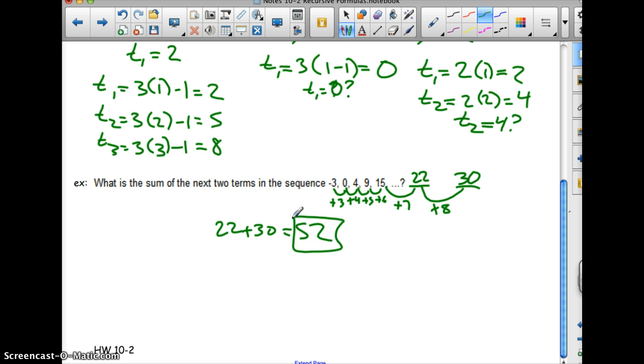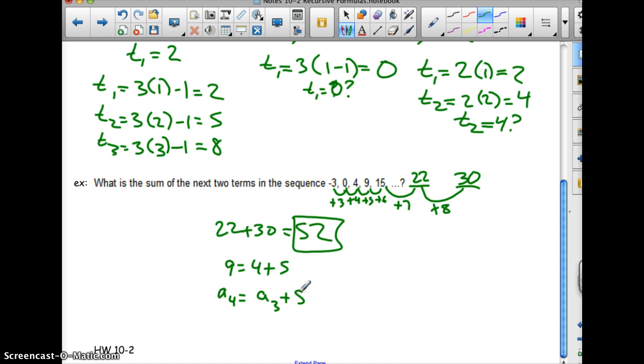If I were to try to write a recursive formula for this, how would I get the number? How would I get 9? Well, I would take 4 and add 5 to it, because 9 equals 4 plus 5. Well, let's see, that's a sub 1, 2, 3, 4. That's a sub 4. A sub 4 is actually equal to a sub 3 plus 5.